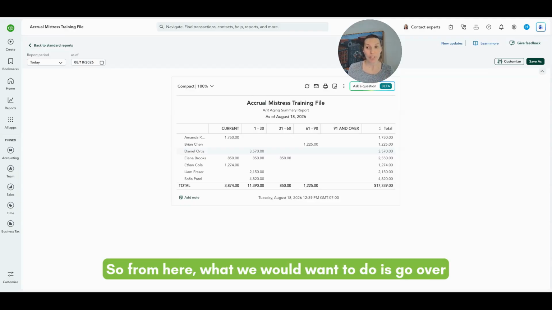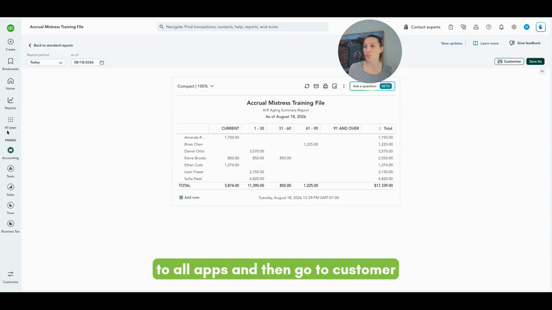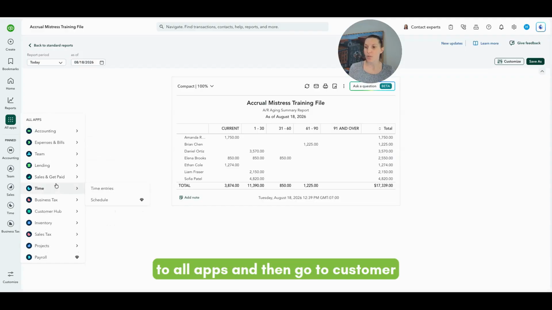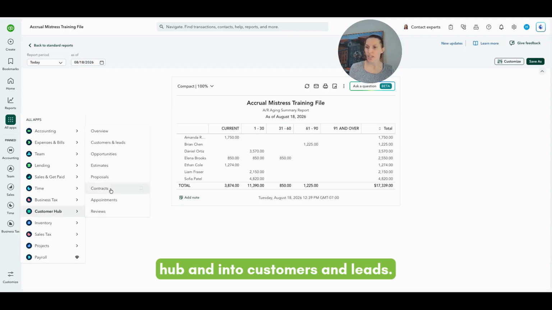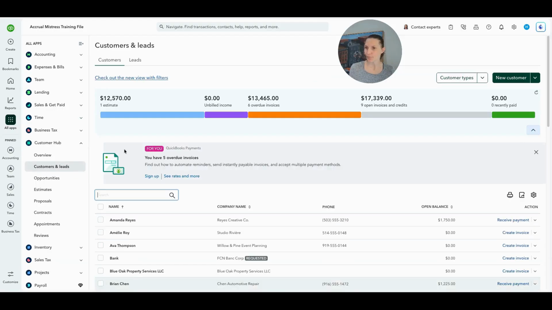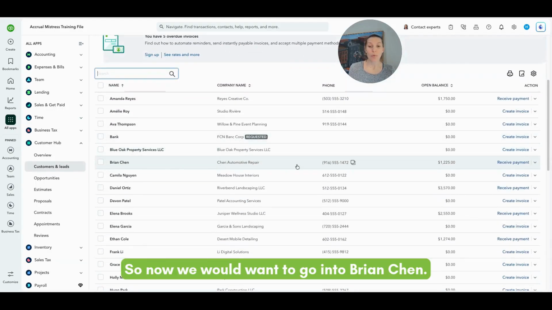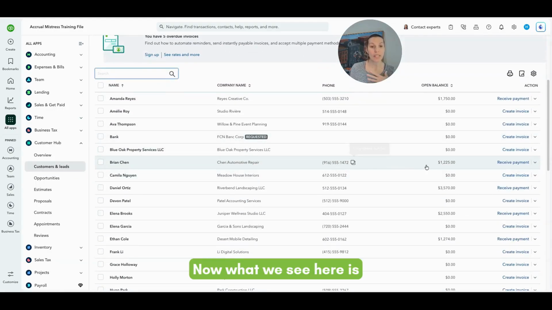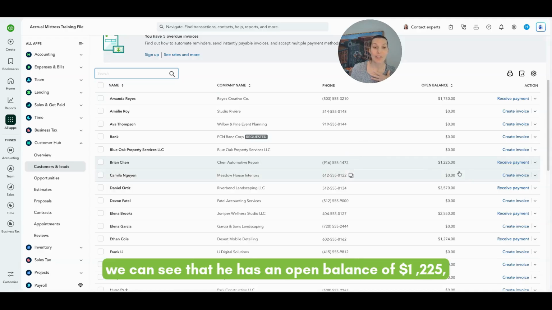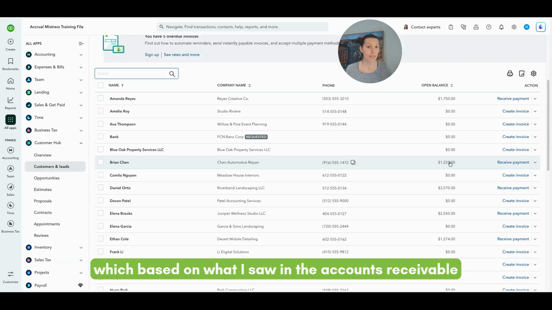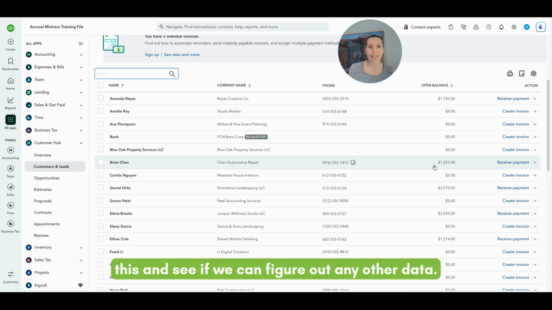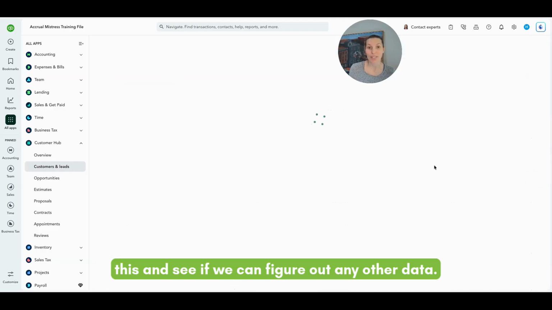Okay, so from here, what we want to do is go over to All Apps and then go to Customer Hub and into Customers and Leads. So now we would want to go into Brian Chen. Now what we see here is that he has an open balance of $1,225, which based on what I saw in the accounts receivable report is exactly what I would expect to see here. But let's drill into this and see if we can figure out any other data.